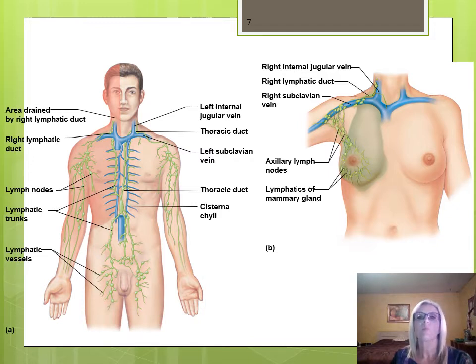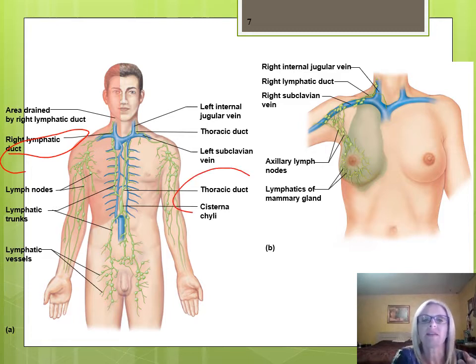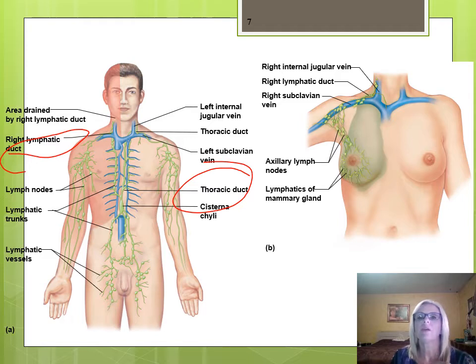So here we see the right lymphatic duct. Here's the right lymphatic duct here. It's going to drain from the upper right side of the body, and then we're going to have the thoracic duct here that drains from the rest of the body. All right. And on the right side here, we've got lymph drainage from the breast, illustrating a localized function of the lymphatic system. Surgery to remove a cancerous breast can actually disrupt this drainage and cause some painful swelling.